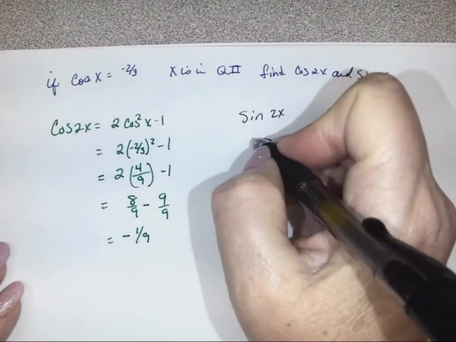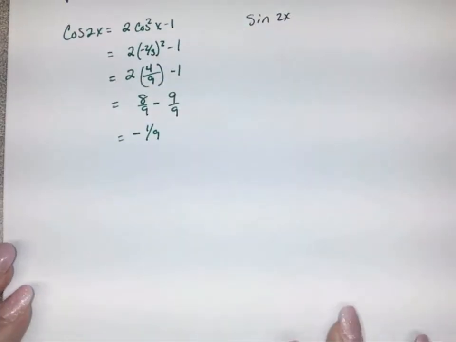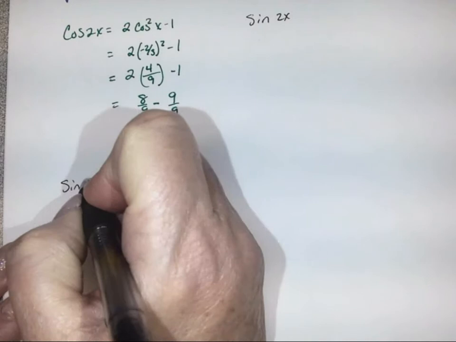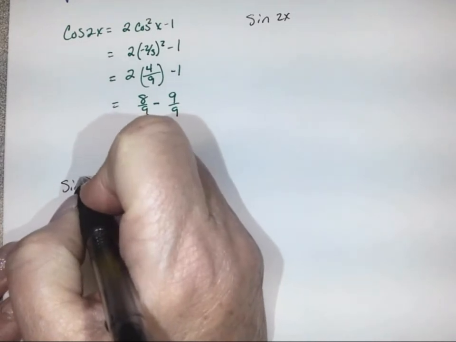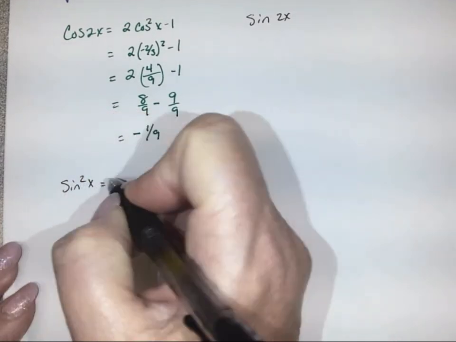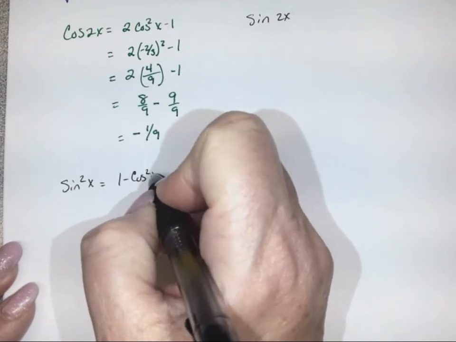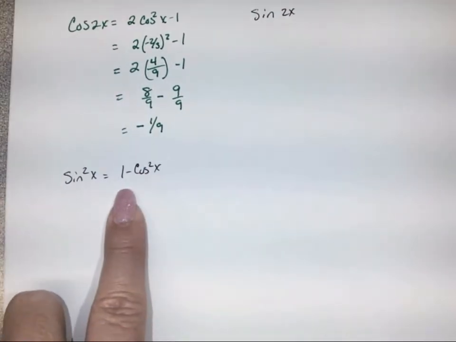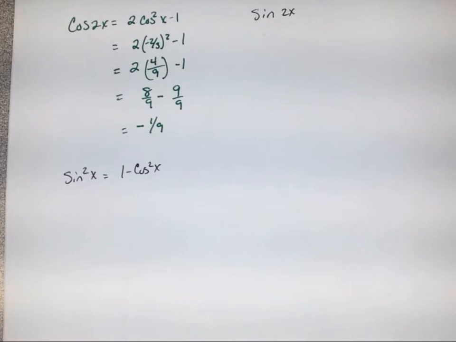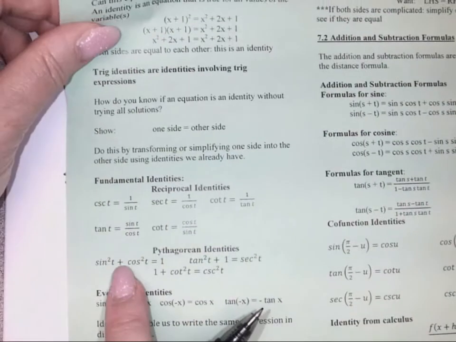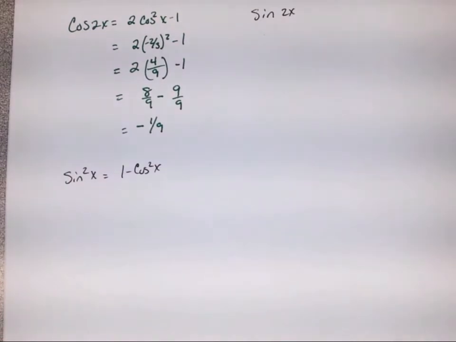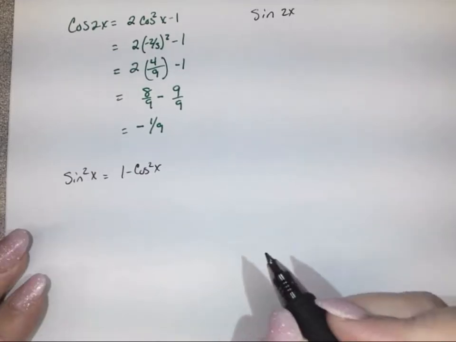So let's come down here and do that. We have sine squared x is equal to 1 minus cosine squared x, because that comes from the Pythagorean identity, where we just move cosine squared over. This is one that's very common that we're using a lot in our proofs of proving one side equals the other side. So you need to recognize these things.